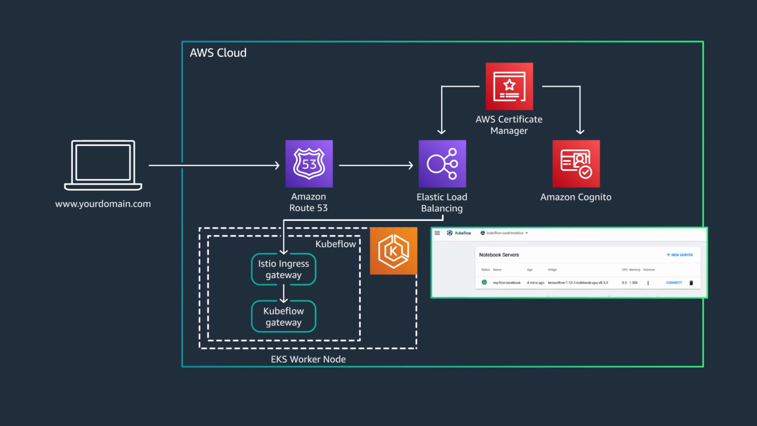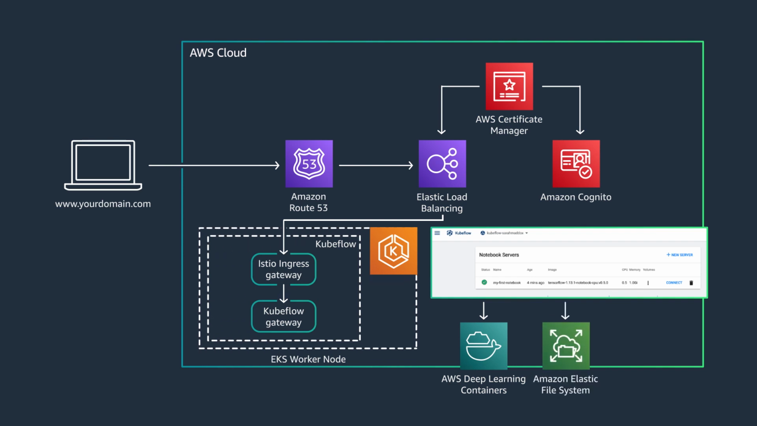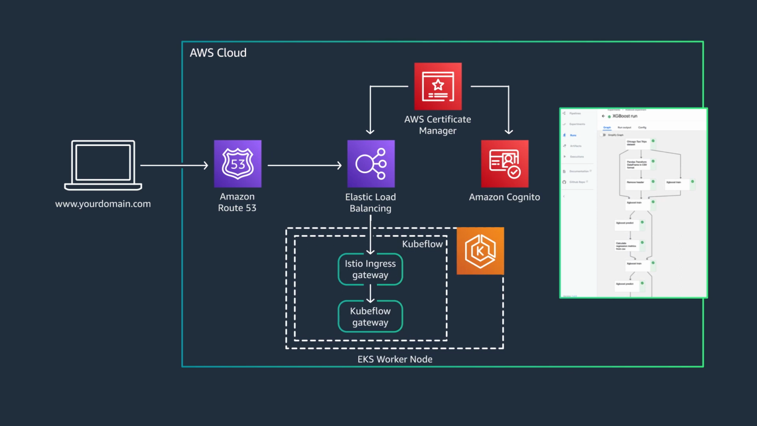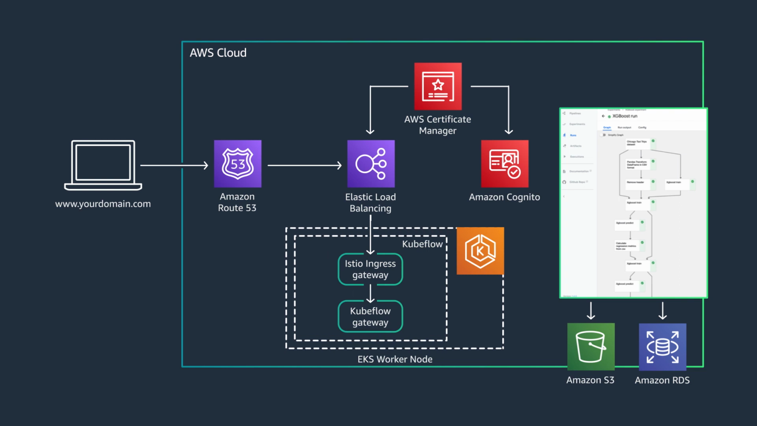User can now create notebook server with added support for AWS deep learning containers to get access to optimized deep learning frameworks, Amazon Elastic File System, and Amazon FSx for Lustre for scalable and serverless file storage solution for increased training performance. You can create machine learning workflows using Kubeflow pipeline with added integration with Amazon Relational Database Service for highly scalable pipeline metadata store and Amazon Simple Storage Service for an easy to use pipeline artifact store.